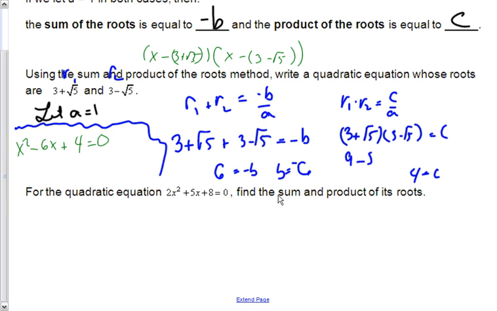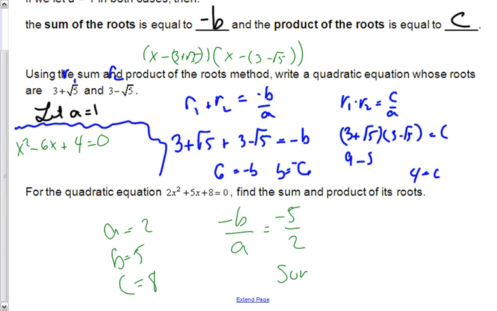Can we find the sum and the product of the roots for this? Well, the answer is, I don't have to. Could you find the roots and add them and multiply them? Yeah. Or isn't a equal to 2? In this case, notice how I don't let, because I'm not building. I already have it. So a equals 2, b equals 5, c equals 8. So negative b over a is going to be negative 5 over 2. That's my sum. And c over a, which is 8 over 2, which is 4. That's my product.